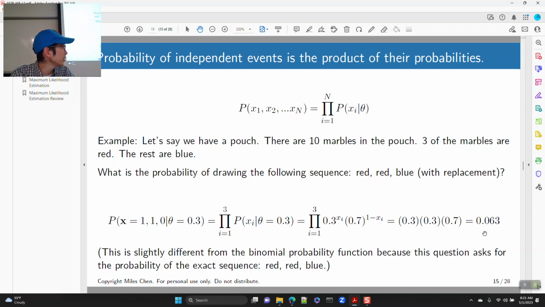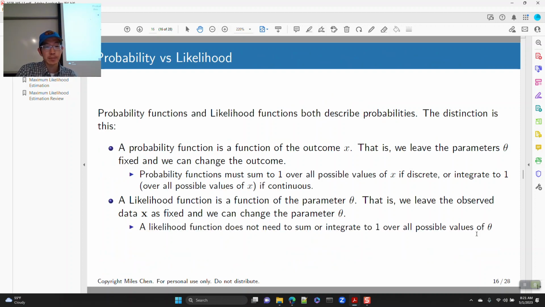This is Bernoulli for this exact sequence of red, red, blue, which is different from binomial. In binomial, we ask what's the probability of getting 2 reds out of 3 draws, which allows for different orderings, and so it would end up being 3 times as much as this. But anyway, this is what we have. So that's a probability function.